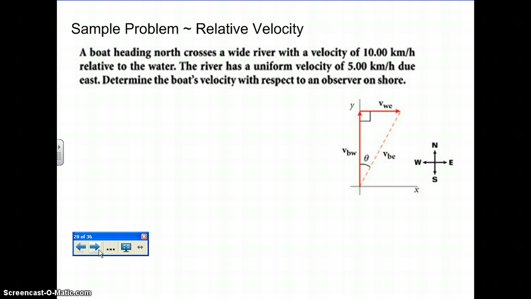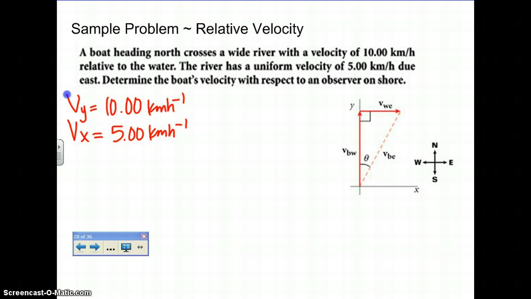So what we know going into the problem is that the velocity of the boat is heading in the y direction, so we're going to say 10.00 kilometers per hour. And the river is flowing due east, and that would be a positive 5.00 kilometers per hour. And you know that theta for y, since you are heading north, would be 90 degrees, and your theta of x, due east, is 0 degrees.